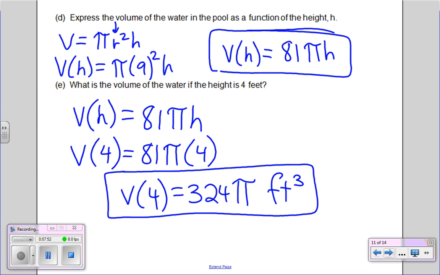So for cylinders, the radius is not going to change, and so you can just look at different ways of writing the formulas based on the height or the radius. All right, and that's all for cylinders. Next lesson will be over cones.